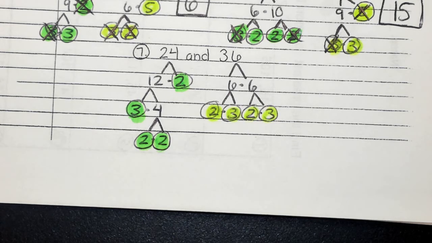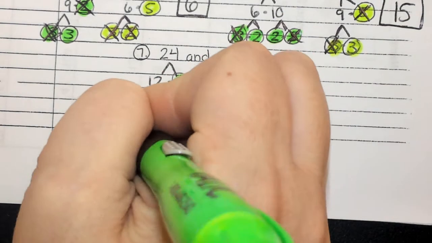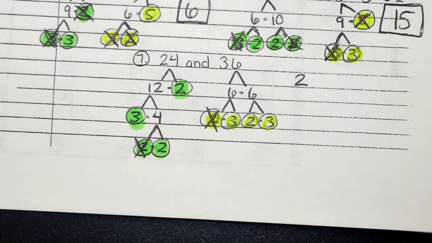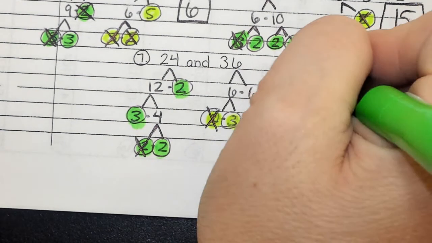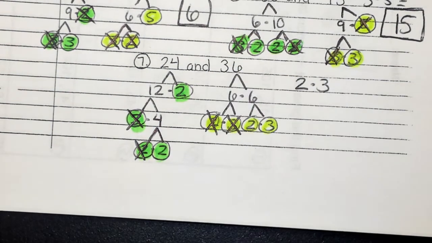What do my green and my yellow both have, RJ? They both have a 2, so I'm going to mark out 1, 2 in green, 1, 2 in yellow. What do they both have, Brayden? 3. They both have a 3, so times 3. I'm going to mark out 1, 3 in green, 1, 3 in yellow.